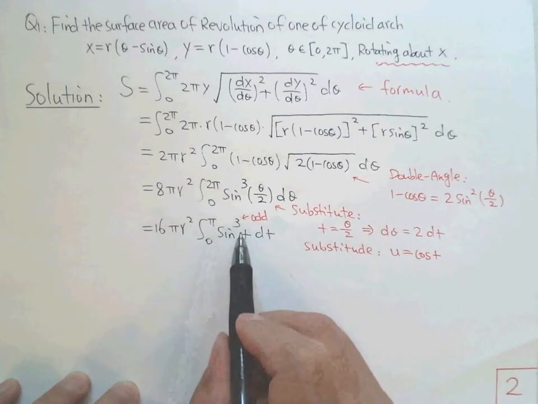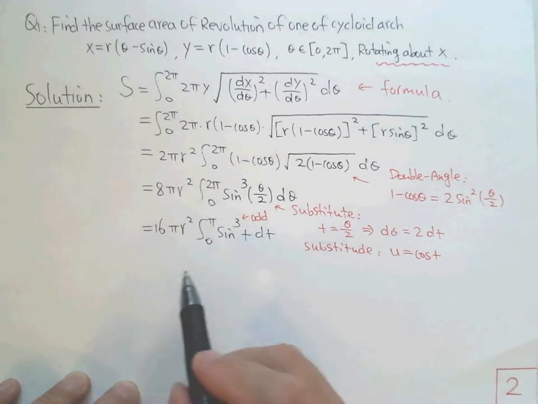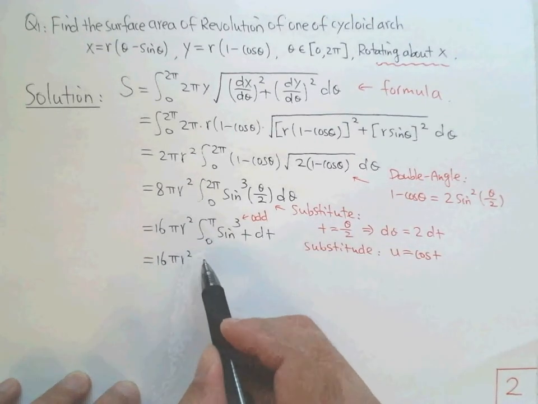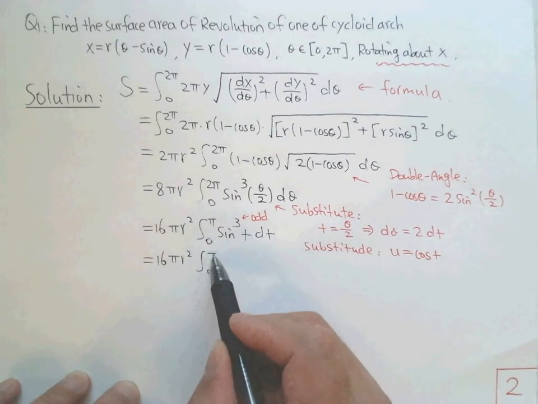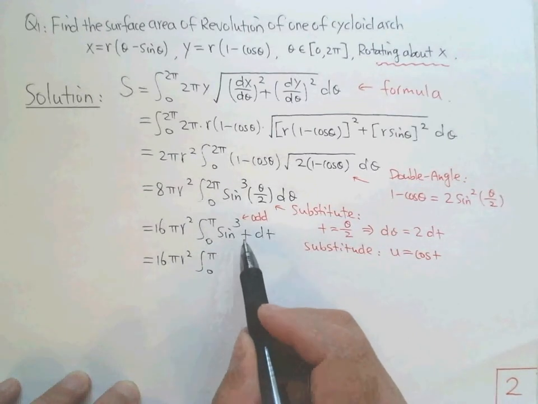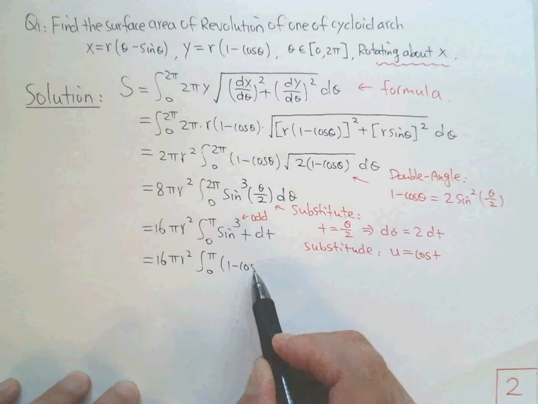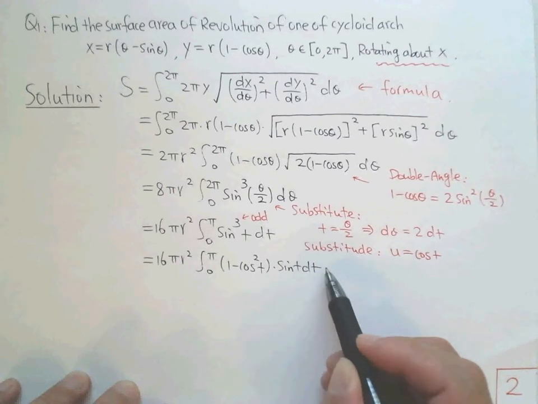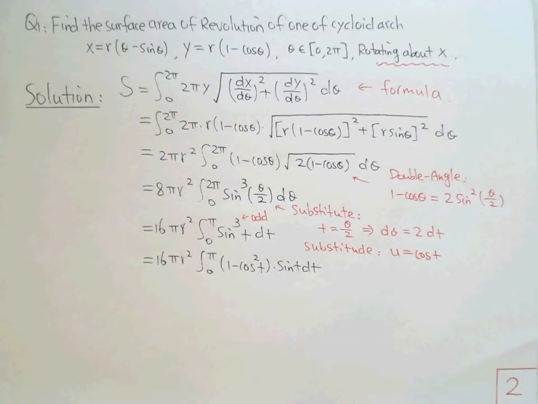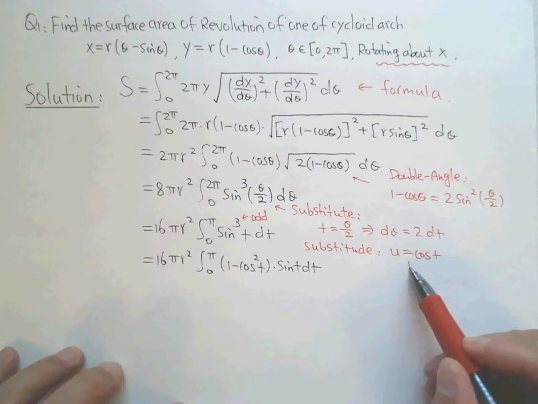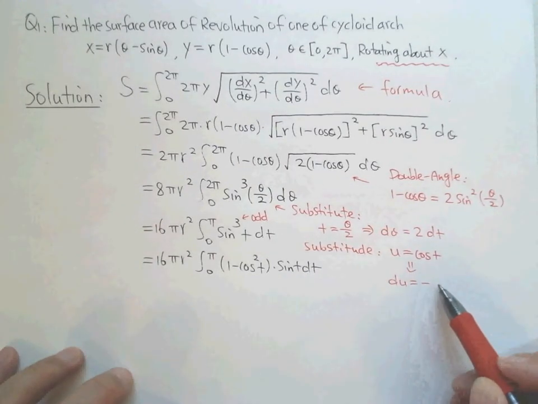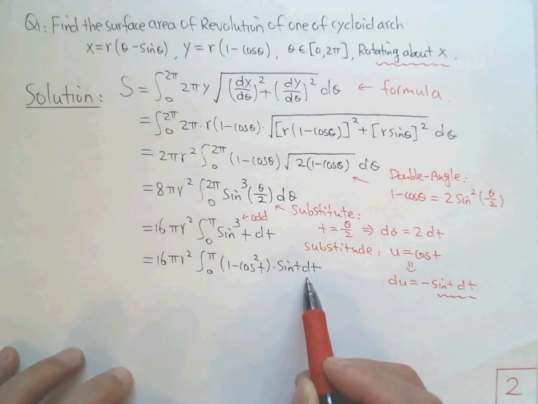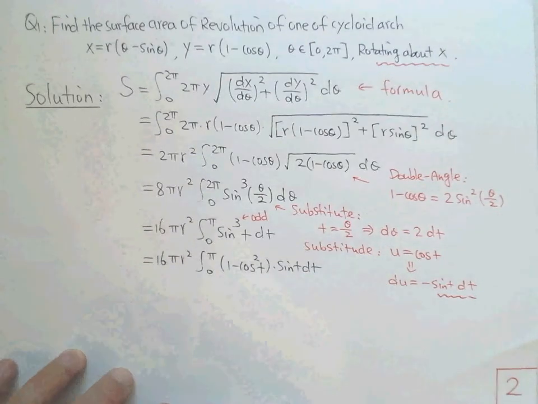We need to separate the sine: one sine here, and the sine squared is left. Sine squared is 1 minus cosine squared. Do you remember that? So what we need to do is separate the sine squared so we can see it clearly. We change sine squared to 1 minus cosine squared, the Pythagorean identity, and then times sine t dt. If we do this substitution, we have du equals negative sine t dt, so sine t dt is negative du, right?